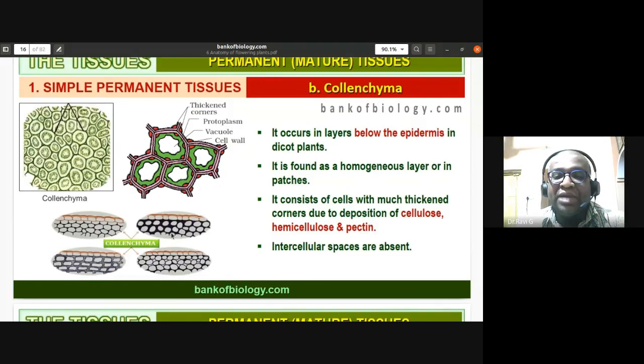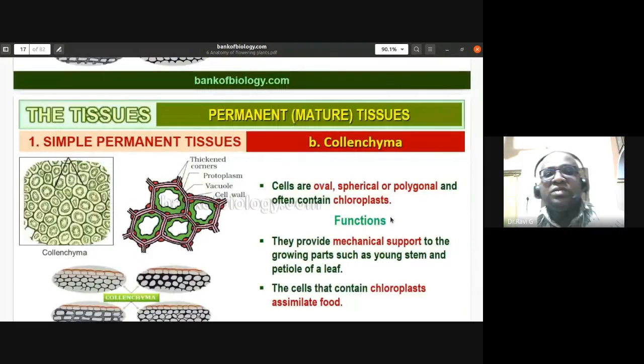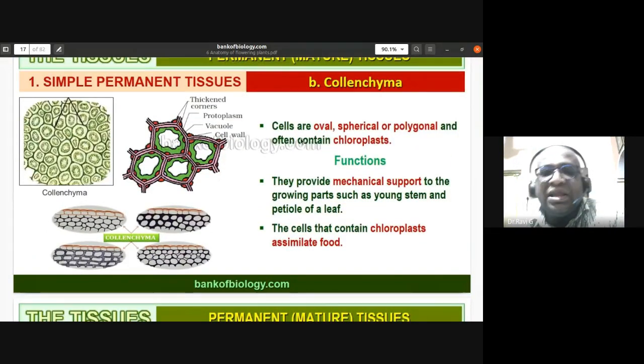Okay, so the collenchyma provides mechanical strength to the plants and they are living cells. That is the reason collenchyma is considered a living mechanical tissue. The primary layer of cell wall is made up of cellulose, hemicellulose, and pectin. There is uneven deposition of pectin in case of collenchyma. The cells in collenchyma are oval, spherical or polygonal, and they often contain chloroplasts.